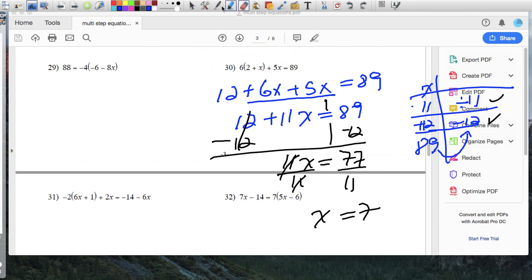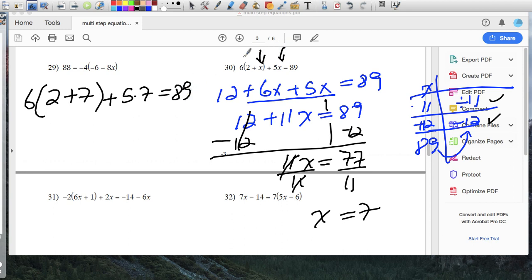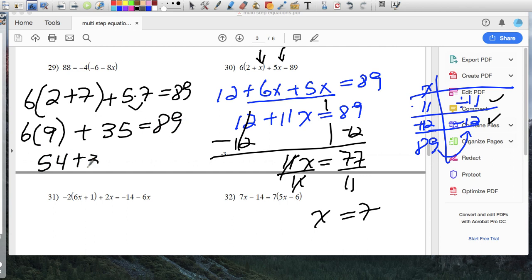Substitute. So I get 6 times 2 plus 7 plus 5 times 7 equals 89, right? So I changed this variable, and this variable was 7. 6 times 9 is 54, plus 5 times 7 is 35, equals 89. 54 plus 35 is 89. Does that really equal 89? It does, because 4 plus 5 is 9, and 5 plus 3 is 8. So that's correct.